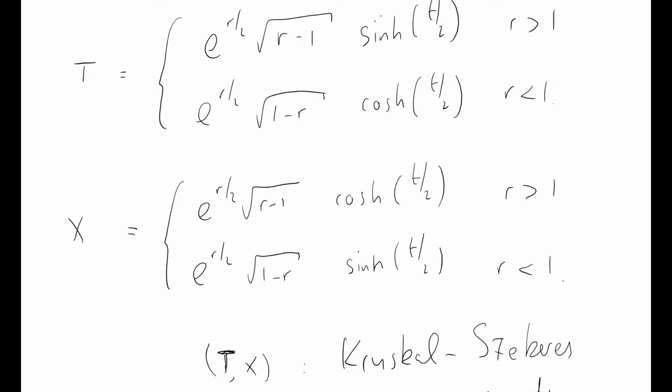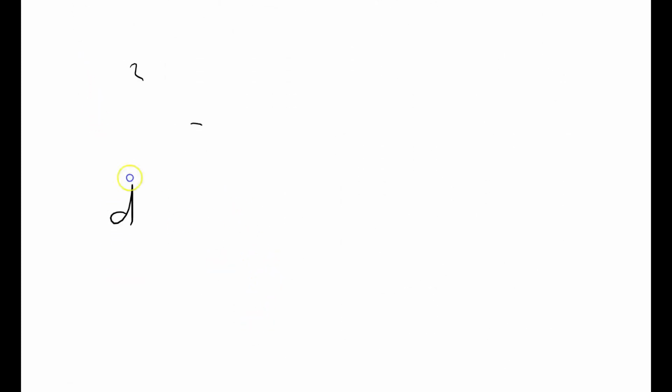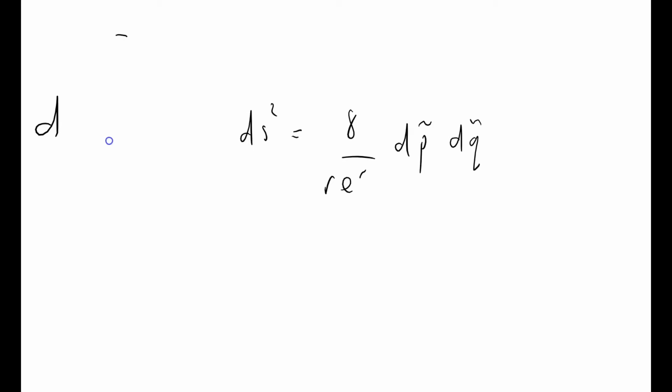We've got these Kruskal-Szekeres coordinates here, and I want to work out what the metric tensor looks like, and what the line element looks like. So we'll do that now. You'll remember that I had ds squared equal to 8 over r e to the r dp twiddles dq twiddles, which is the observation that started all this off.